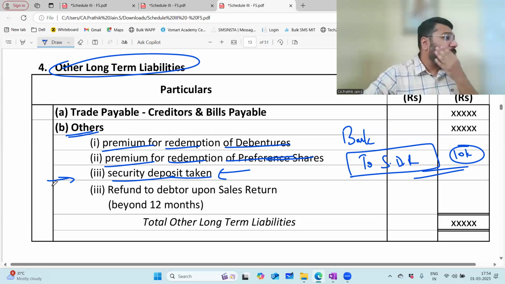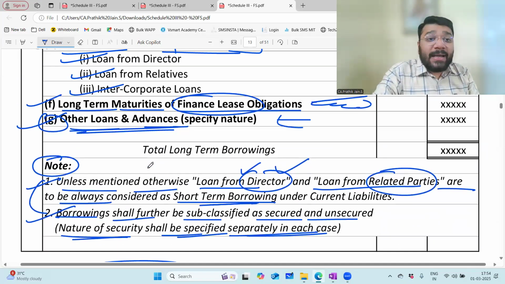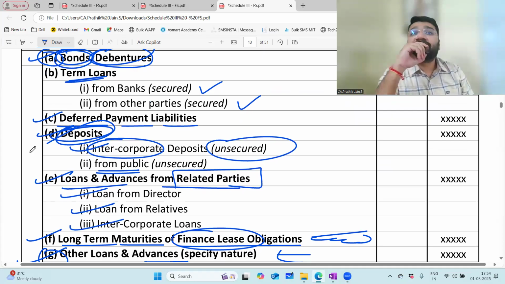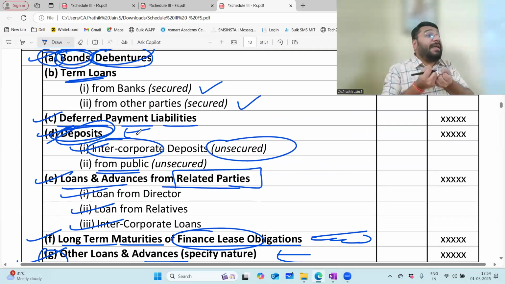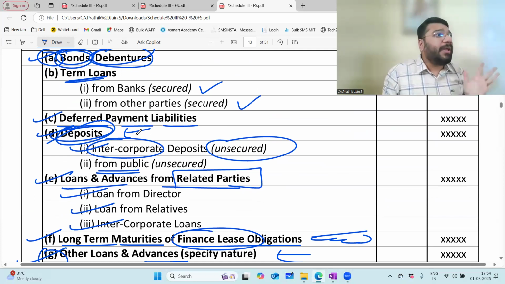Now listen to me very carefully. There is one deposit given here. There is one deposit that is given here. Are these deposits the same or different? It is different. This deposit is a borrowing where I enjoy that money, and for enjoying that money, I'm paying interest. It's a pure borrowing.